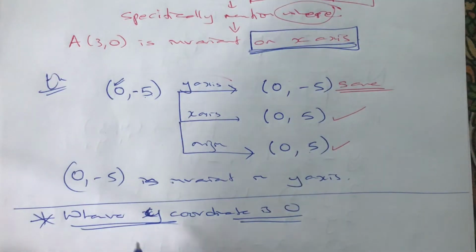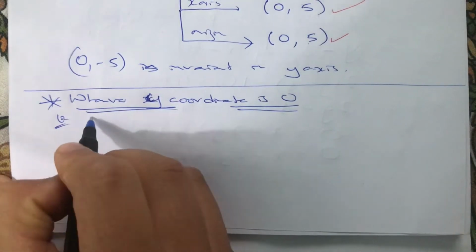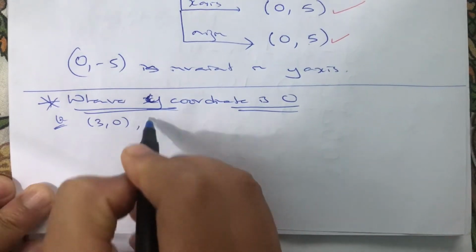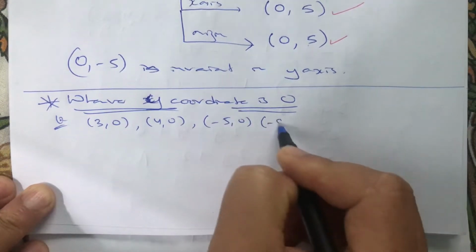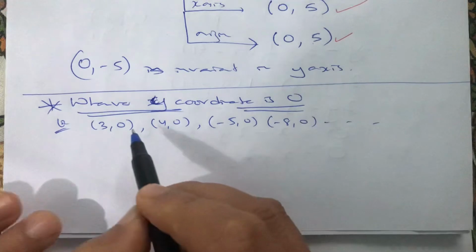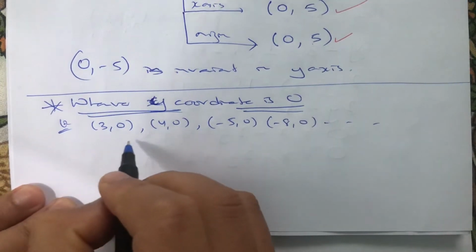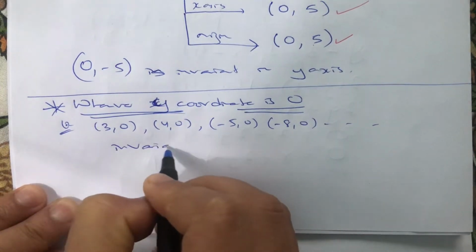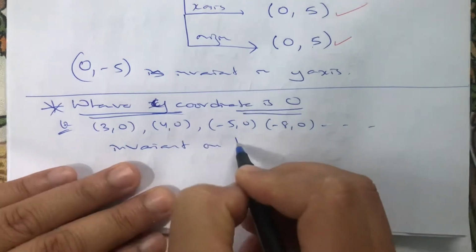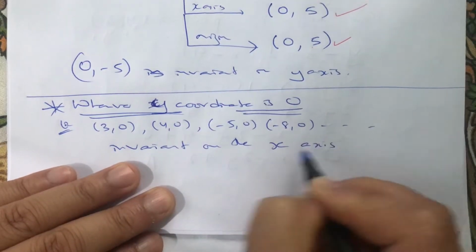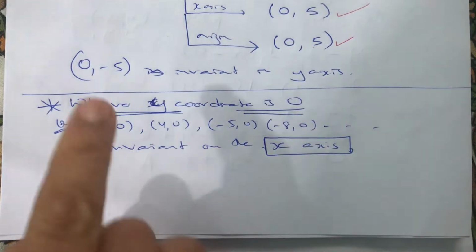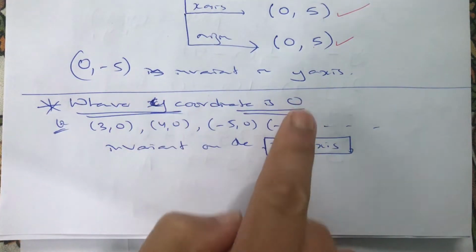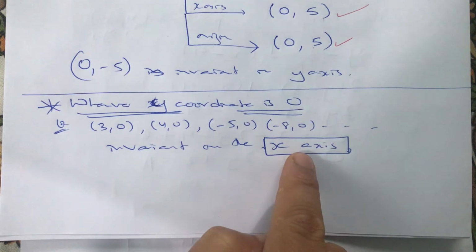Okay, so whenever you have the y coordinate 0, and if you want examples, it will be like 3 comma 0, 4 comma 0, minus 5 comma 0, minus 8 comma 0, all these points whose y coordinate is 0, what will happen? It will always be invariant on the x-axis. All these points, if you check, will always be invariant on the x. So just the opposite: if it's y 0, it will be invariant on the x-axis.